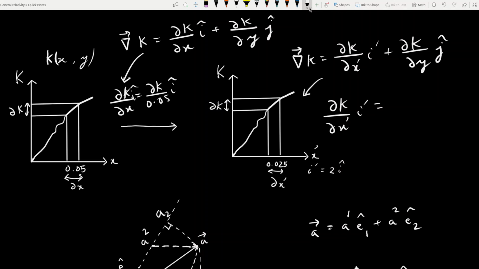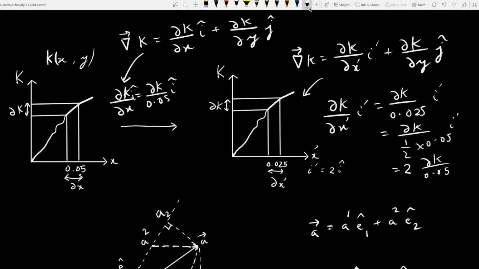We'll compute this. So the same change will occur for half the distance, so it would be 0.025 in the i prime direction. Now notice that 0.025 is half of 0.05, right? So this is basically 2 times change in k over 0.05 in the i prime direction.